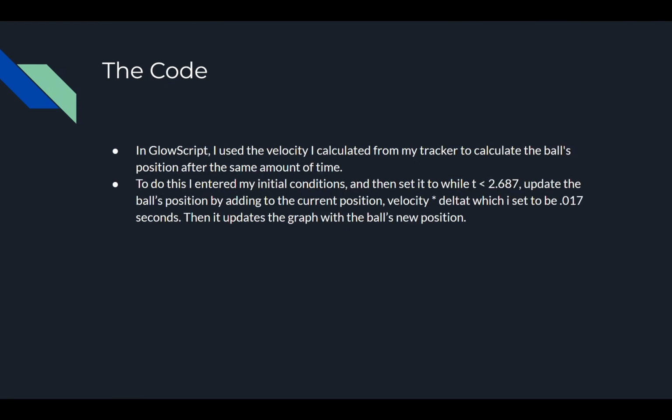To do this, I entered my initial conditions, and then I set it to run while t is less than 2.687, which is our final time in this experiment. I then took the ball's current position, and I updated it by adding velocity times delta t, which should then update the graph with a new position at that time interval.